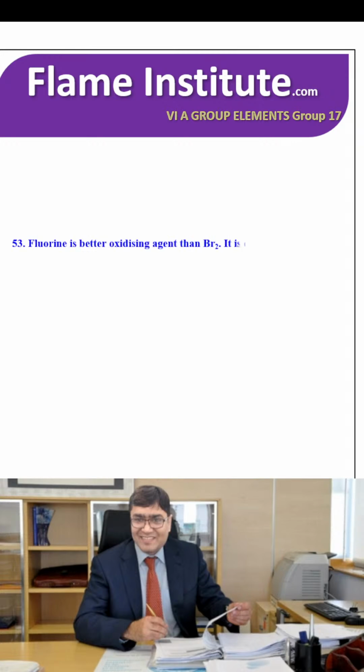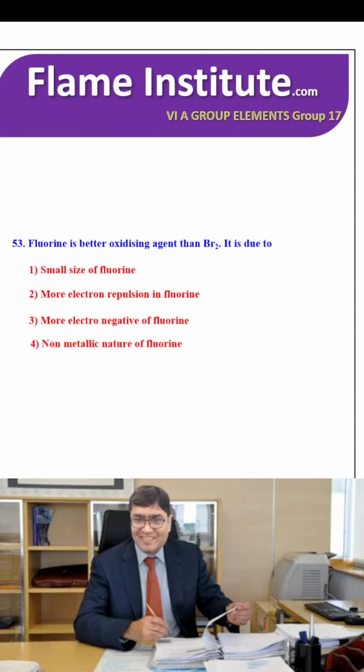Fluorine is a better oxidizing agent than Br2 due to the small size of fluorine, more electron repulsion in fluorine, more electronegativity of fluorine, or non-metallic nature of fluorine. The right option is more electronegativity of fluorine.